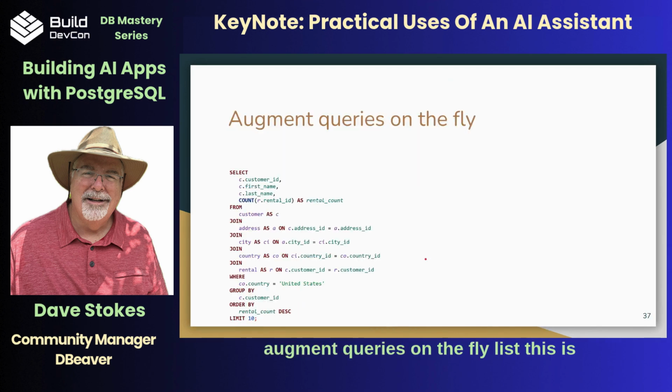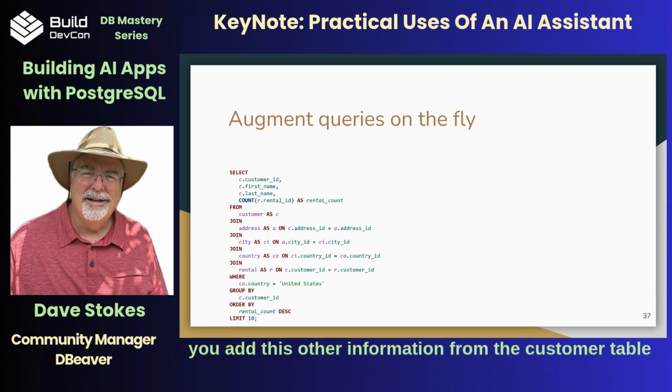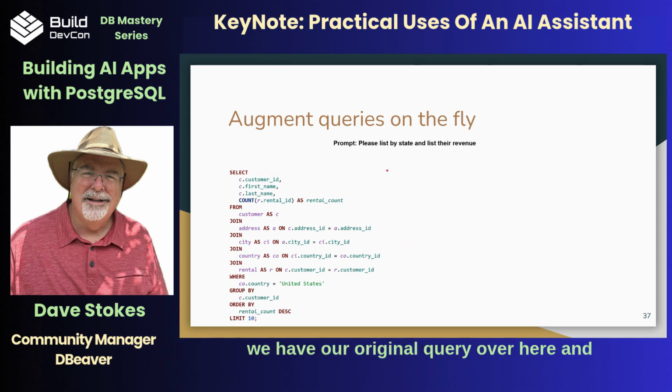Augment queries on the fly. This is something that also troubles a lot of DBAs. They come in and say, hey, this is great, but I need this broken down by region, or could this be a quarterly report instead of a yearly report? Could you add this other information from the customer table, like whether they used a coupon or something like that? So we have our original query over here.